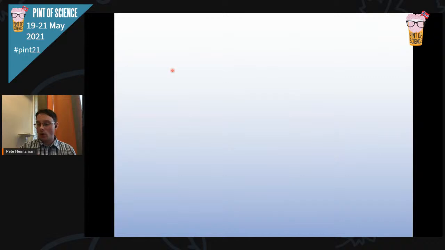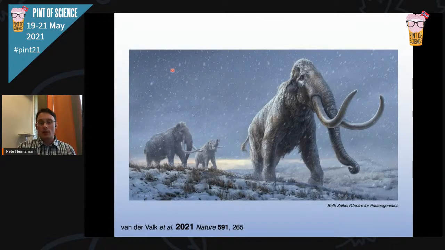Okay, so that was the horse story. Let's switch gears to mammoths. I'm going to talk about a paper that we published just a couple of months ago, where we recovered some really, really old DNA.